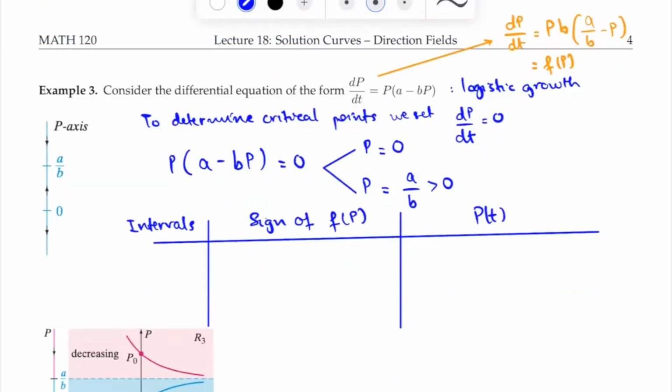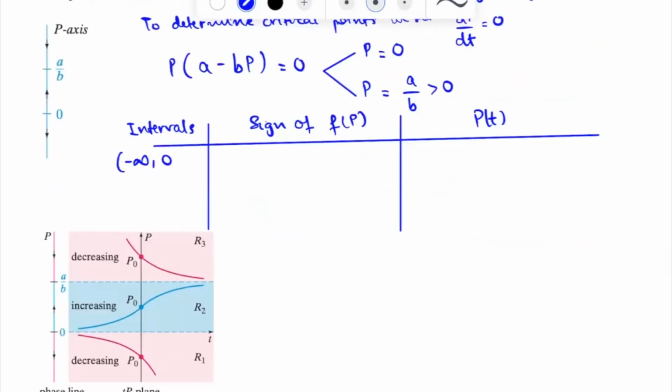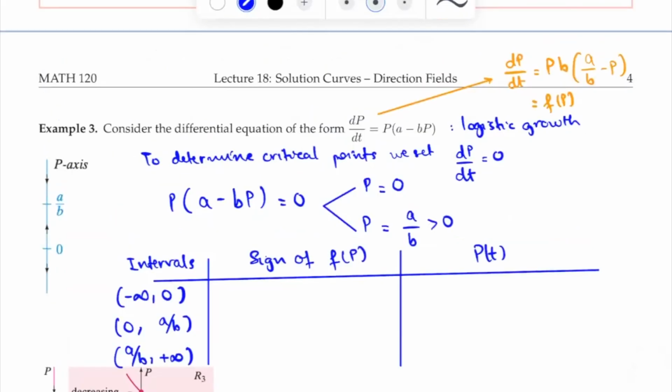So the last column here is going to tell you the behavior of the solution. Now, as I mentioned, I have three intervals on this P-axis: from negative infinity to 0, from 0 to A over B, and from A over B to positive infinity. For each interval, you want to know the sign of the right-hand side of the differential equation. So you want to know the sign of this term right here. Okay. So in the interval from negative infinity to 0, that means P is less than 0. Less than 0, so negative times positive becomes negative. So these two terms combined give you negative. You with me on that?